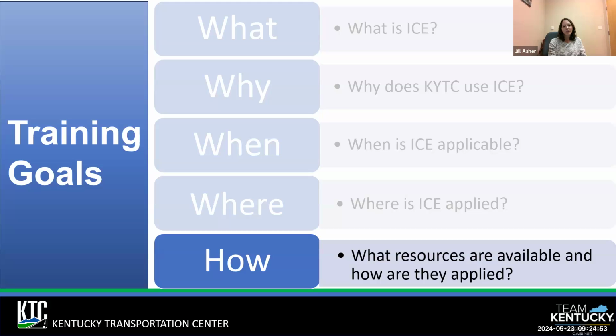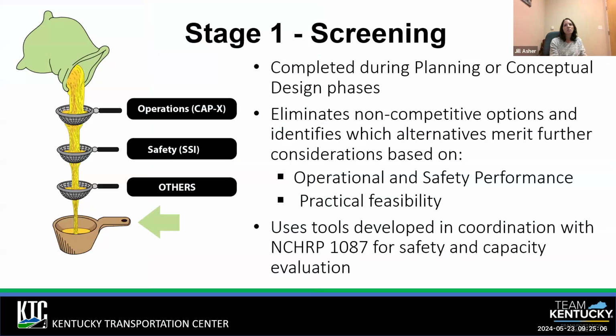All right, now we're going to get into where we'll spend the bulk of our time today, and that's the how. What resources are available and how they're applied. We talked about that stage 1 screening. Basically the process is you probably first put it through the operations analysis, a very high level process, and then you put it through the safety process. Then you want to eliminate non-competitive options, and you're going to ask some practical feasibility questions as well.